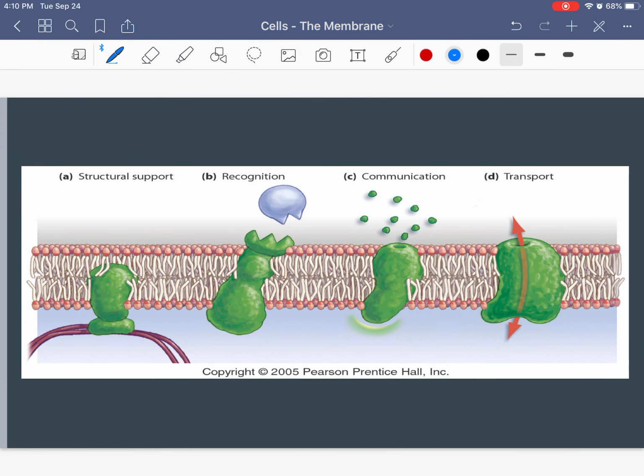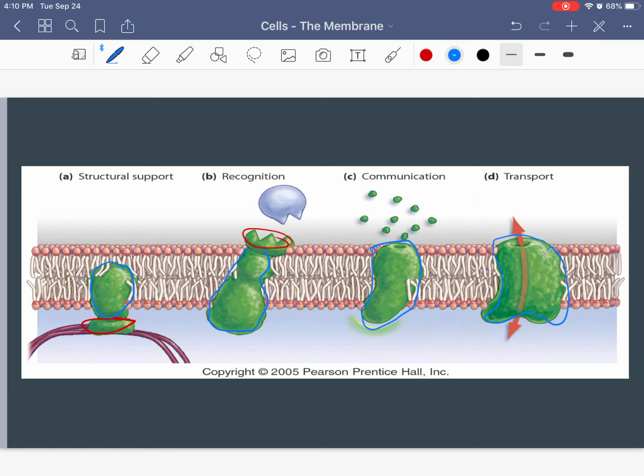So these are some diagrams that just illustrate some of this. This one right here is an integral protein because it is going into the cell. These are all integral proteins, right? And this one right here is a peripheral protein because it's to the side. This one is also peripheral because it is to the side.